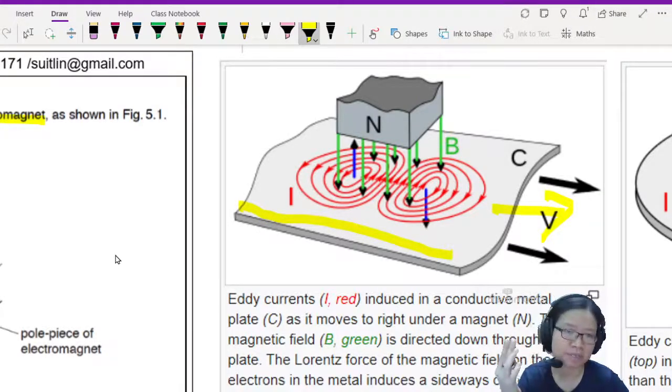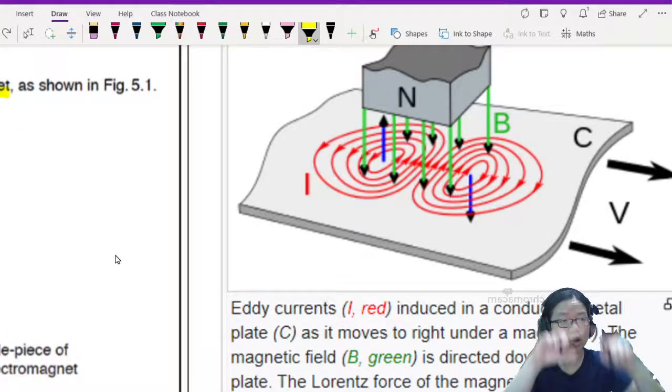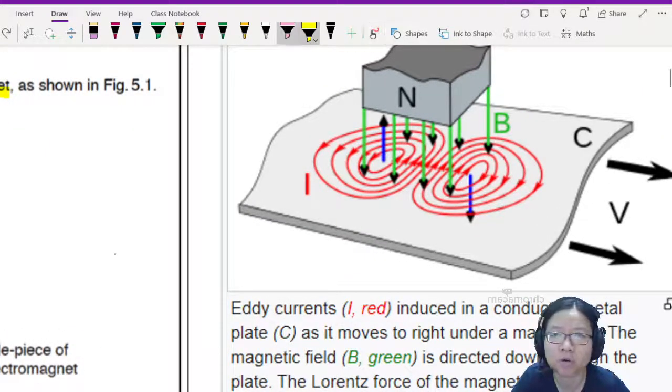So if the piece of metal is traveling in this direction, it is experiencing a change in flux. So the flux inside the metal pieces will change. And as you can see, there's eddy current, and this eddy current looks very loop-like. And you might observe a few things.